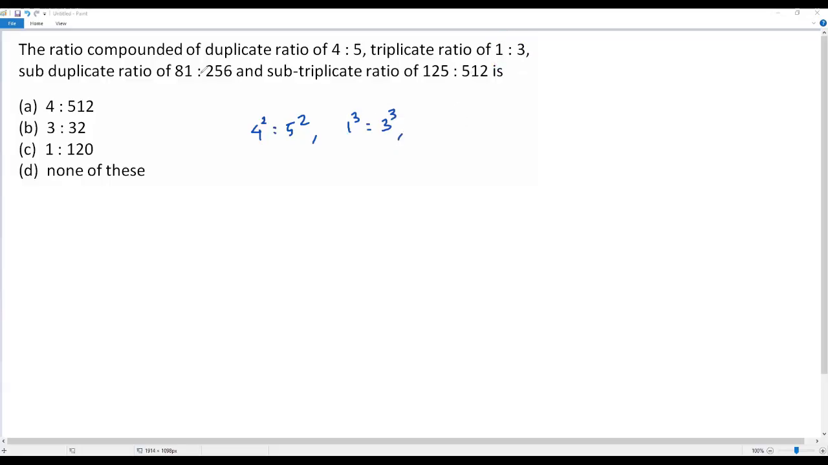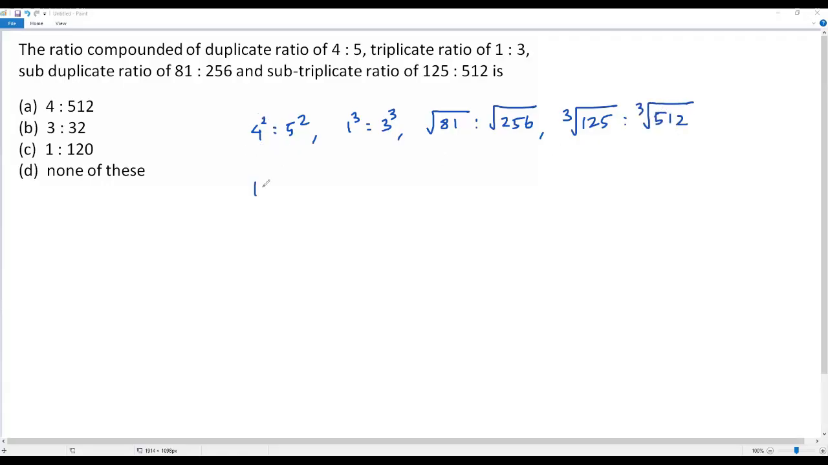And now let me get the sub-duplicate ratio of 81 to 256. If I want to get sub-duplicate ratio, what I have to do is take the square root of both the terms. Then I'm getting square root of 81 to square root of 256. Now to get the sub-triplicate ratio of this one, what I have to do is take the cube root of both the terms, that is cube root of 125 to cube root of 512. Okay, now let's evaluate each ratio.